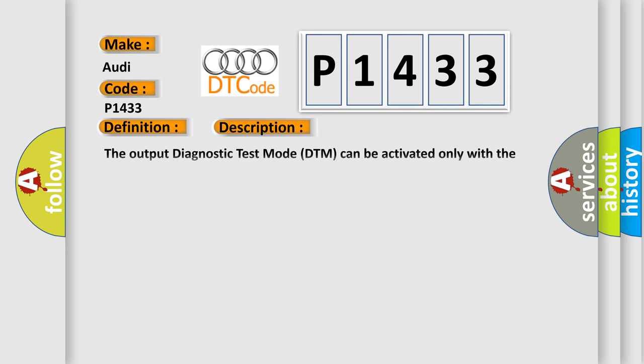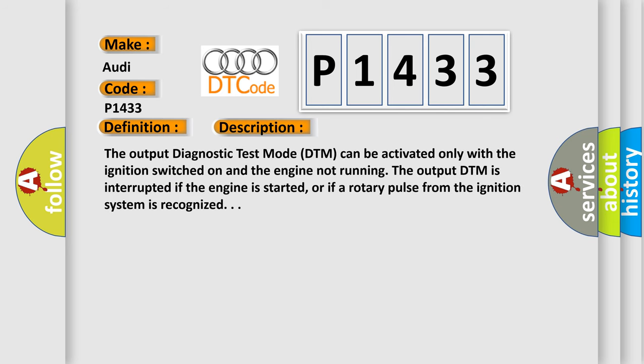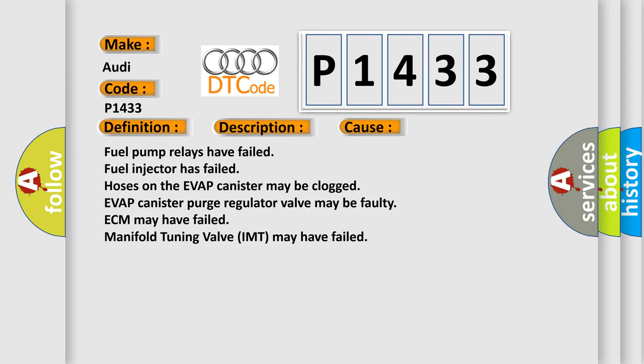And now this is a short description of this DTC code. The output diagnostic test mode DTM can be activated only with the ignition switched on and the engine not running. The output DTM is interrupted if the engine is started or if a rotary pulse from the ignition system is recognized. This diagnostic error occurs most often in these cases: fuel pump relays have failed, fuel injector has failed, hoses on the evap canister may be clogged, evap canister purge regulator valve may be faulty, ECM may have failed, manifold tuning valve IMT may have failed.